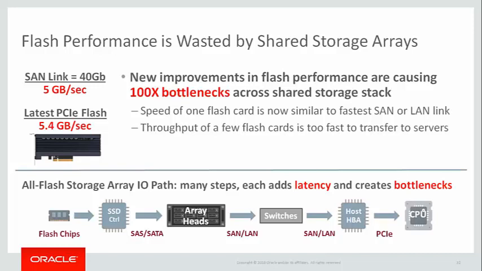If you look at the bottom of the screen, on the left side there are flash chips. The data must be transferred to the SSD controller, through the SAS and SATA interface to the array heads, and then through the SAN and LAN to the switches, again through SAN and LAN to the host HBA before it can talk to the CPU of a database server through PCIe. So there are many steps in between which add latency, and because of this bottleneck, there's significant performance that is left on the table, as we see in the next slide.